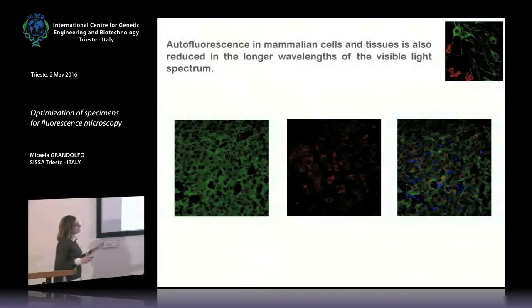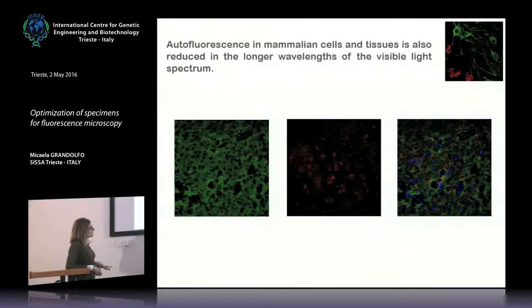So, another trick you can keep in mind is, if you have a problem of autofluorescence, you can decide to use a red-emitting fluorophore, just to avoid working in the green region of the spectrum, in which the autofluorescence is more severe.